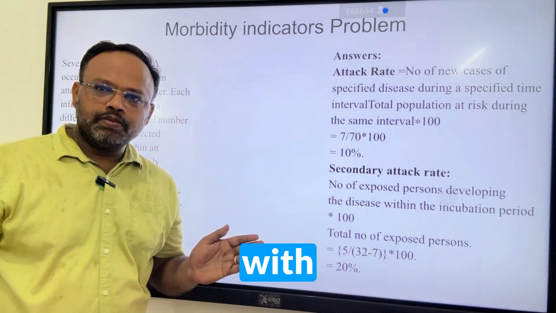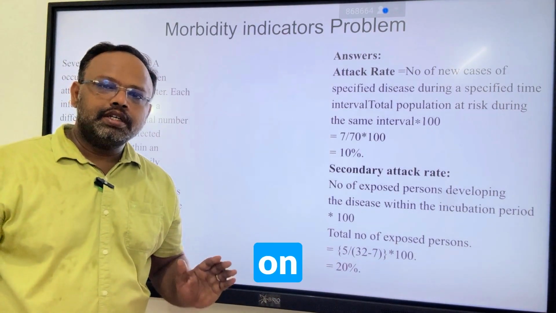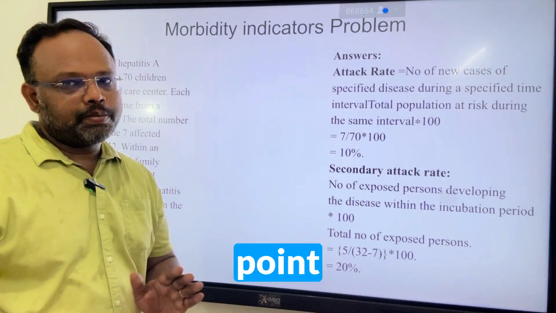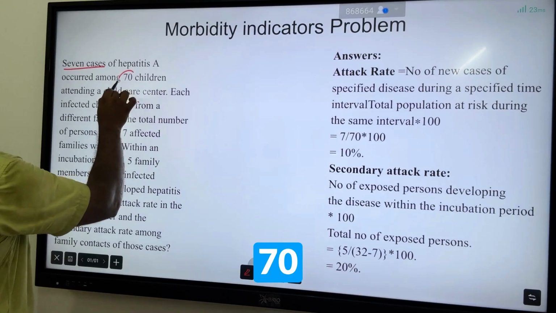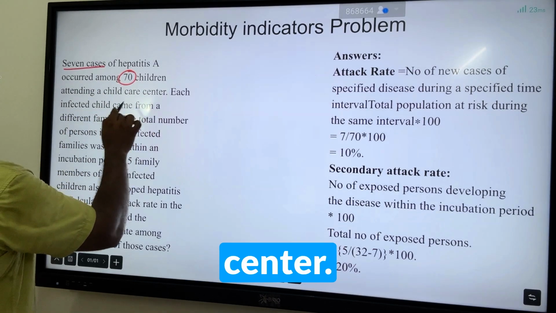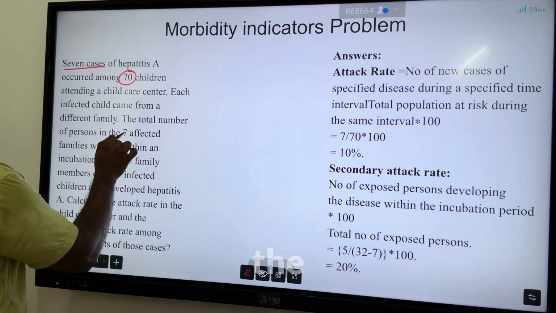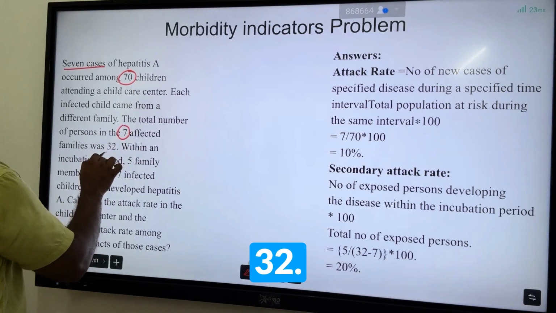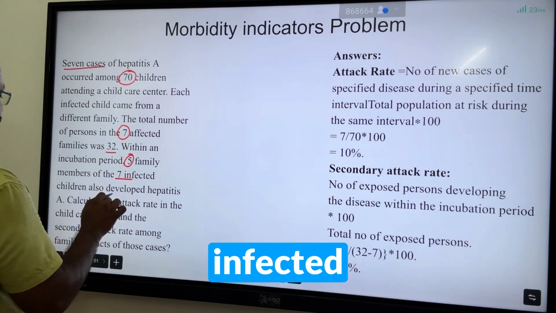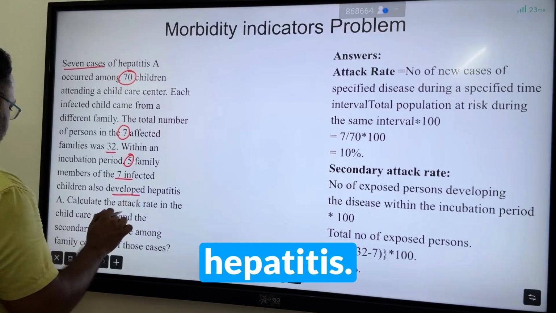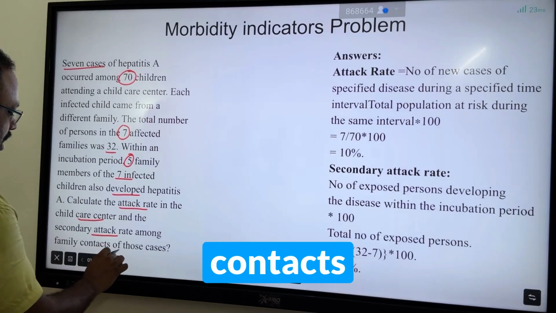Now we work out a problem with specialized incidence rate, that is attack rate and secondary attack rate. In the next slide, we will work on the prevalence rates also, that is period prevalence and point prevalence. Here in this question, there are 7 cases of hepatitis A among 70 children attending a child care center. Each infected child came from a different family. The total number of persons in the 7 affected families was 32. Within an incubation period, 5 family members of the 7 infected children also developed hepatitis.